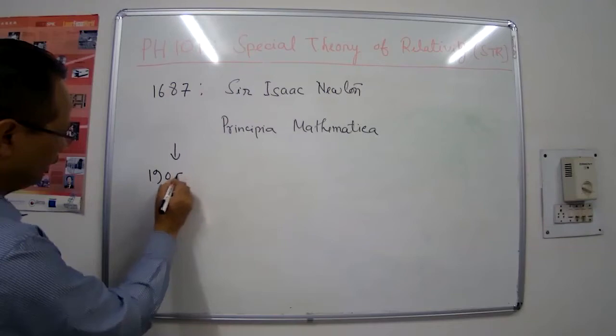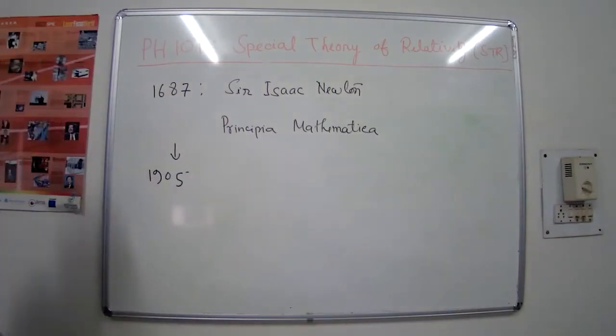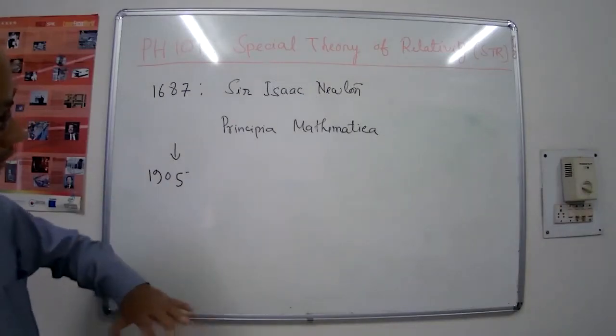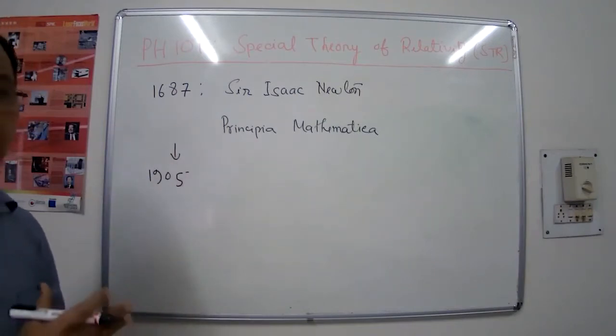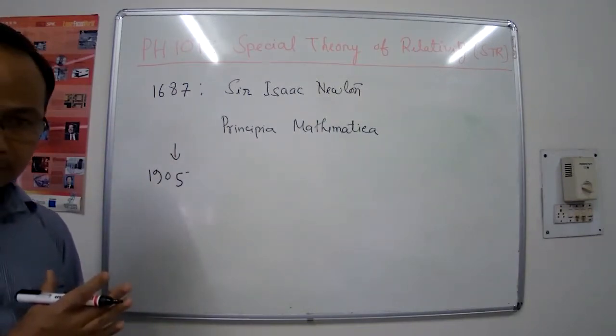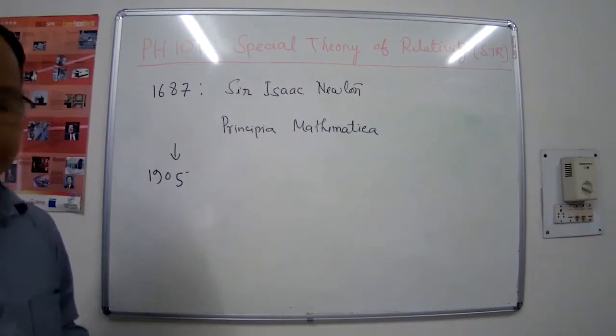And from 1687 till 1905, this is more than 200 years. For more than 200 years, the physical phenomena that were observed were very successfully explained by Newtonian mechanics. Nobody thought there would be a need for another theory or another mechanics. They were all verified by experiments, and whatever experimental observations there were, they were successfully explained by Newtonian mechanics.